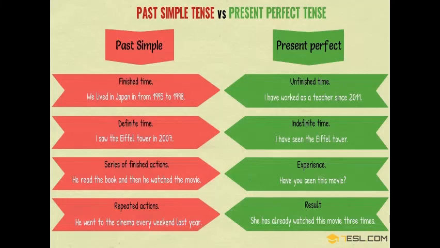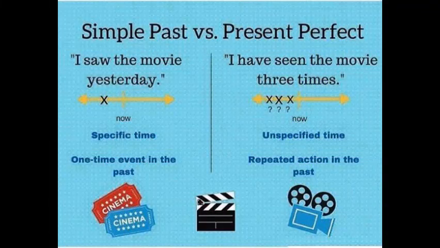Here we have simple past versus present perfect. I saw the movie yesterday. A specific time. One time event in the past. We have another one with the present perfect. I have seen the movie 3 times. This unites the past with the present. It refers to now, not a specific time, a repeated action in the past.